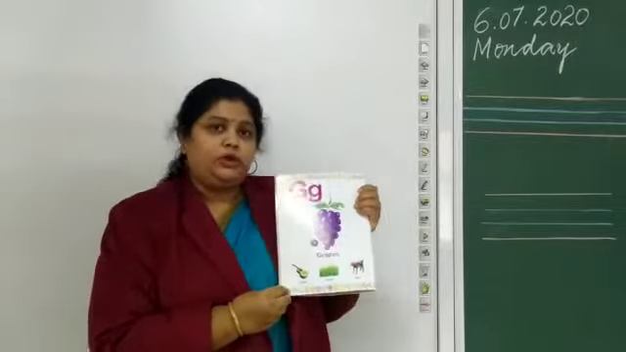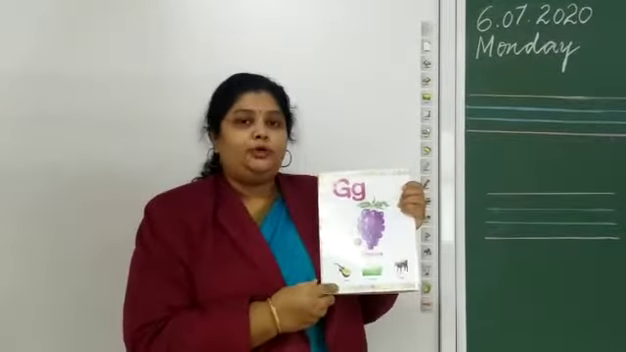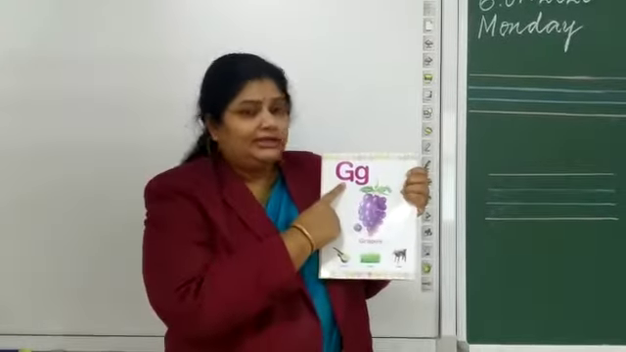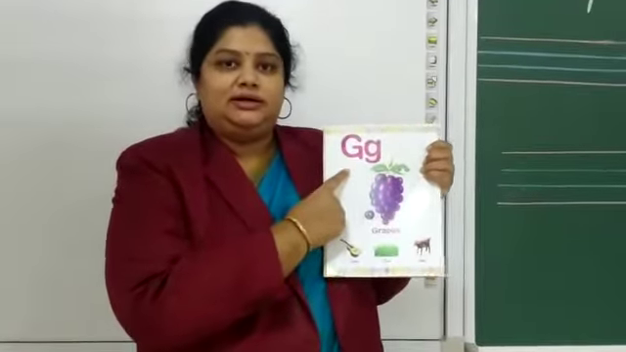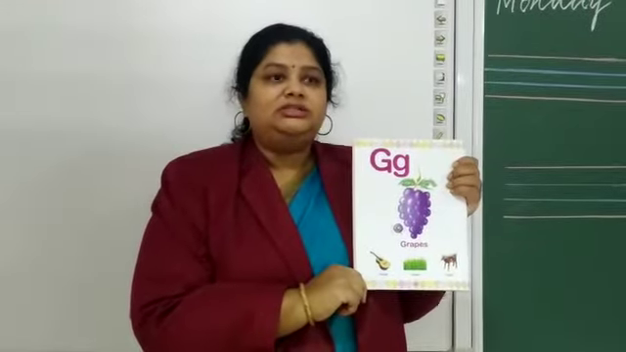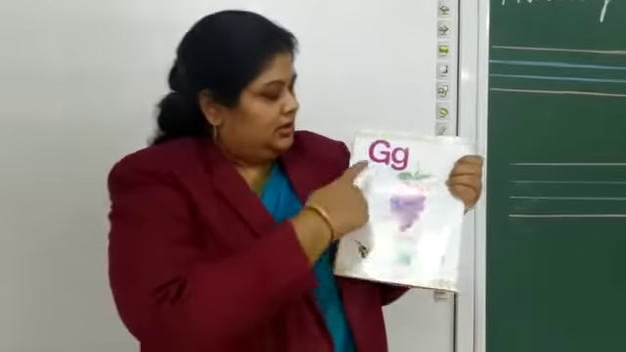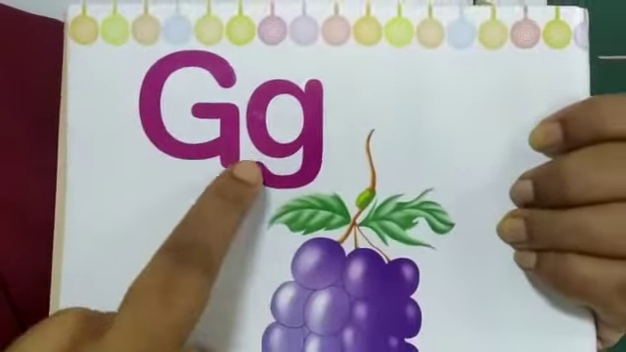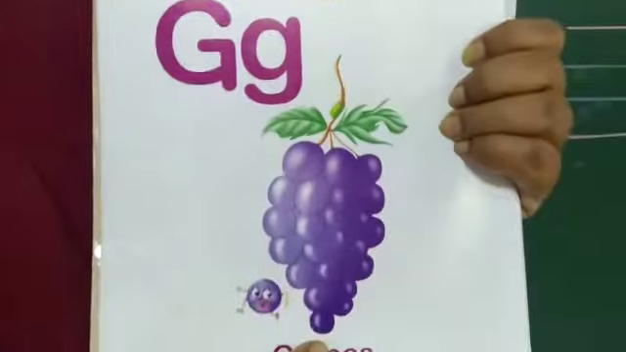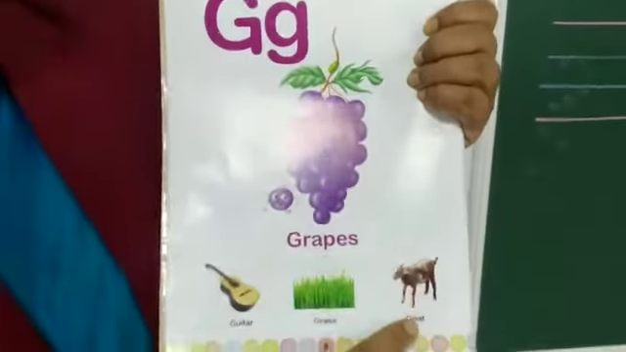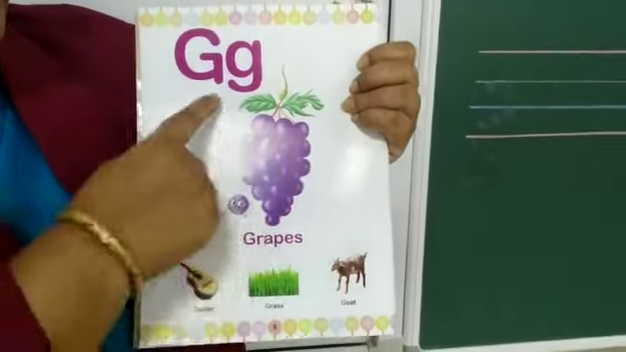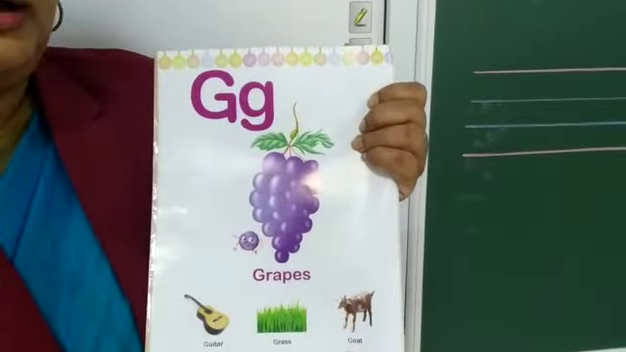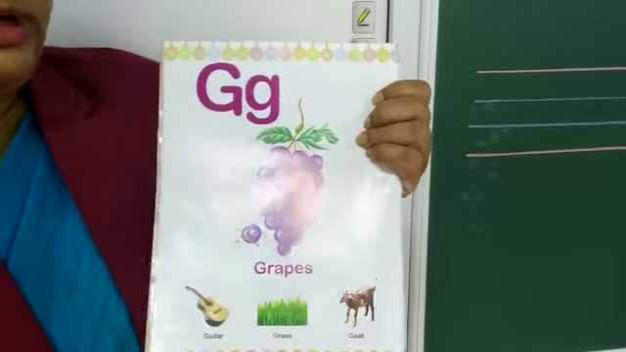Children, as I told you, in our last class we have finished up to F. Now we are going to learn from letter G. See the letter G. G says G. What G says? G says G. The letter G. This is small g. G for grapes. G for goat. And the phonic sound is G. You should remember the phonic sound is G.